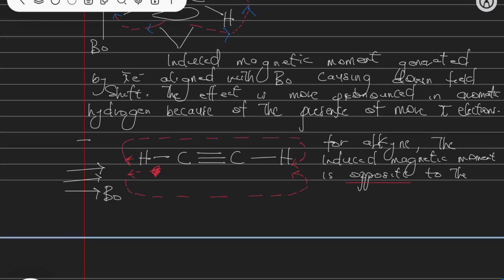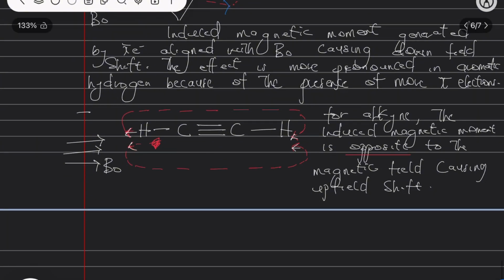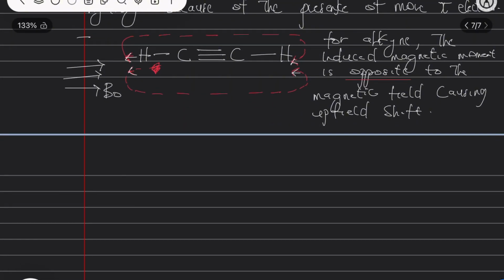If you have a look at this diagram, you notice that the induced magnetic field of the pi bond of the alkyne is in the opposite direction of the magnetic field. This effect causes upfield shift. That is why sp2 hybridized proton is more downfield than sp hybridized proton.